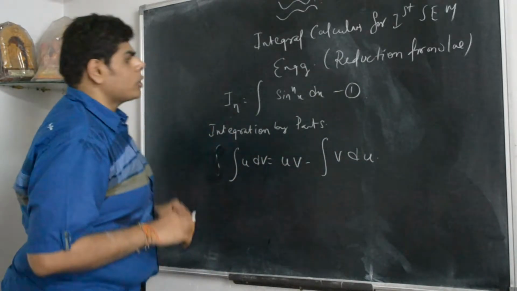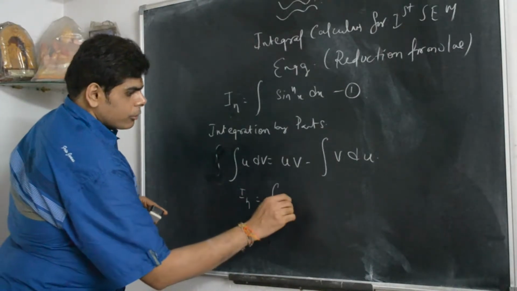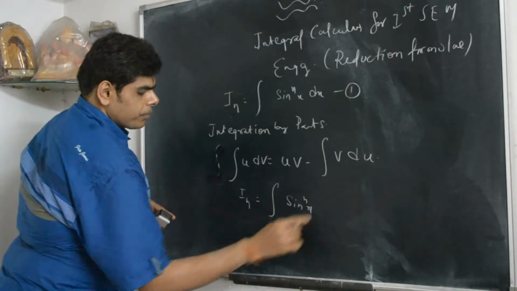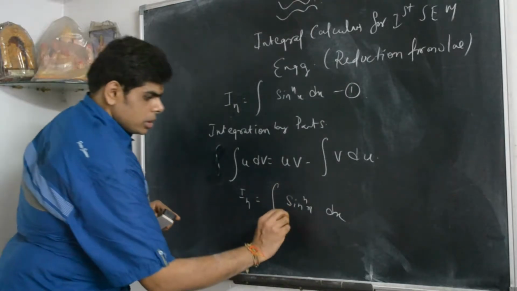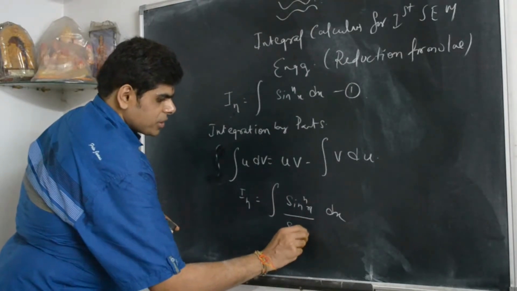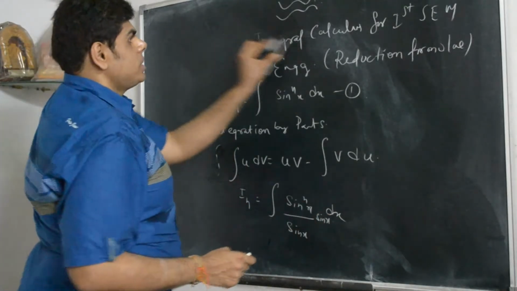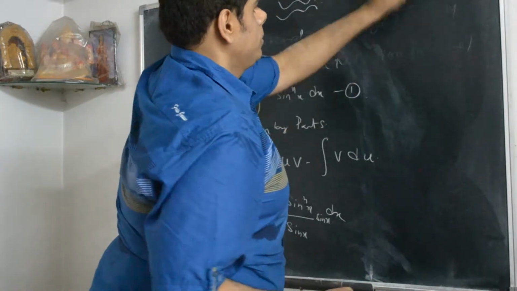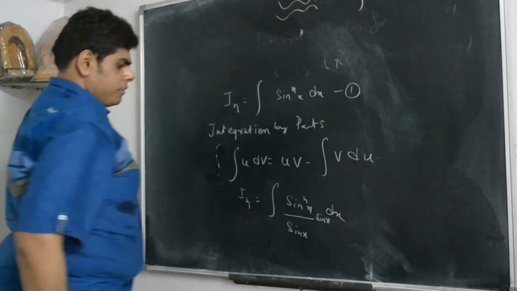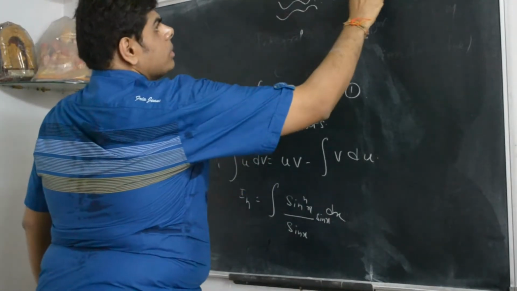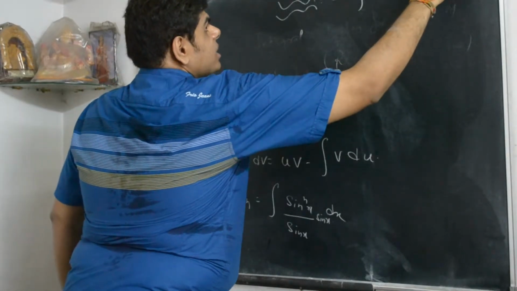So the foremost thing we consider here is I_n equal to the integral of sin^n x dx. How to solve this? I multiply and divide by sin x first. So the major procedure for this is, I_n will become the integral of sin^(n-1) x into sin x dx.